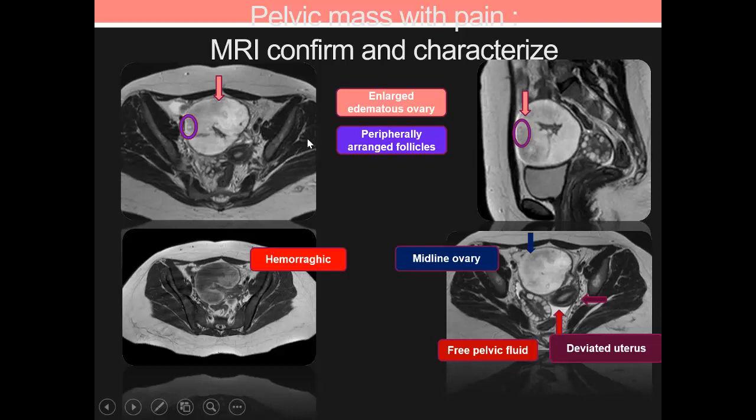This is a case of ovarian torsion. We can find an enlarged edematous ovary. You can see the follicles spread in the periphery. We can find a mild pelvic collection. Of course, this ovary has PCO, but no problem. The uterus is deviated to the other side, and this is the left ovary. The left ovary is crossing the midline. Being across the midline, sometimes we find hemorrhage on T1, and no contrast enhancement on the post-contrast. All these features with diffusion indicate ovarian torsion.